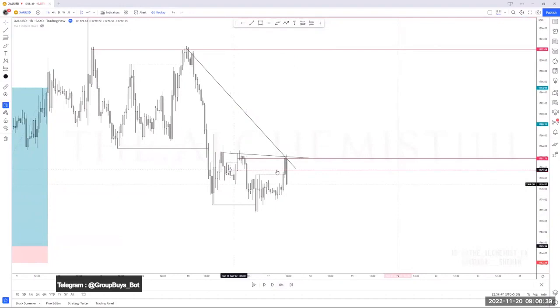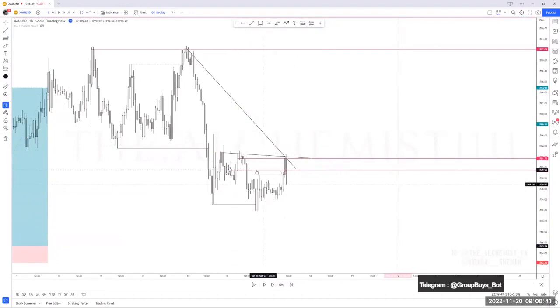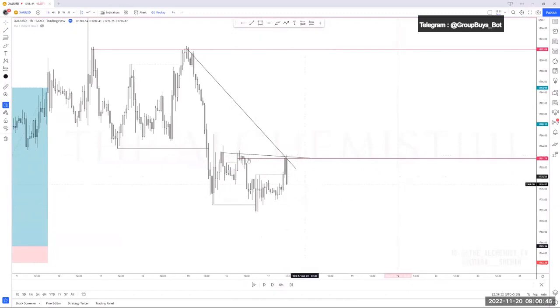So now you see why we skip this one, right? Why do we skip this level? Because it didn't align with the trend line. Exactly. You see the importance of confluences, right? So there it goes.